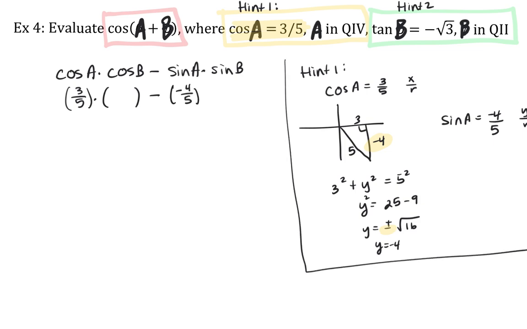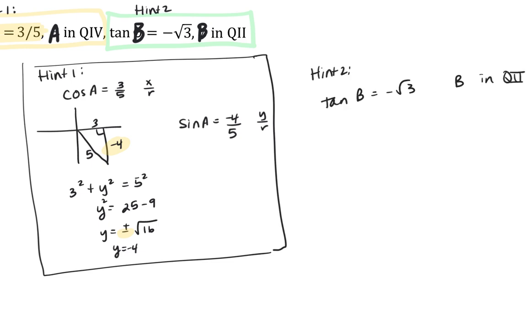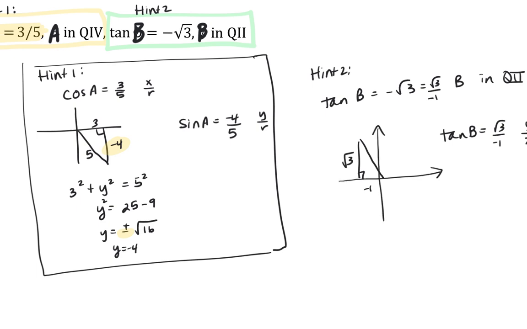Well, what about angle B? Luckily, we have a little bit of hints on angle B. We know that the tangent, because tangent is y over x, negative square root of 3 is the same thing as square root of 3 over negative 1. And I'm going to write it that way because in quadrant 2, the x value is negative and the y value is positive.